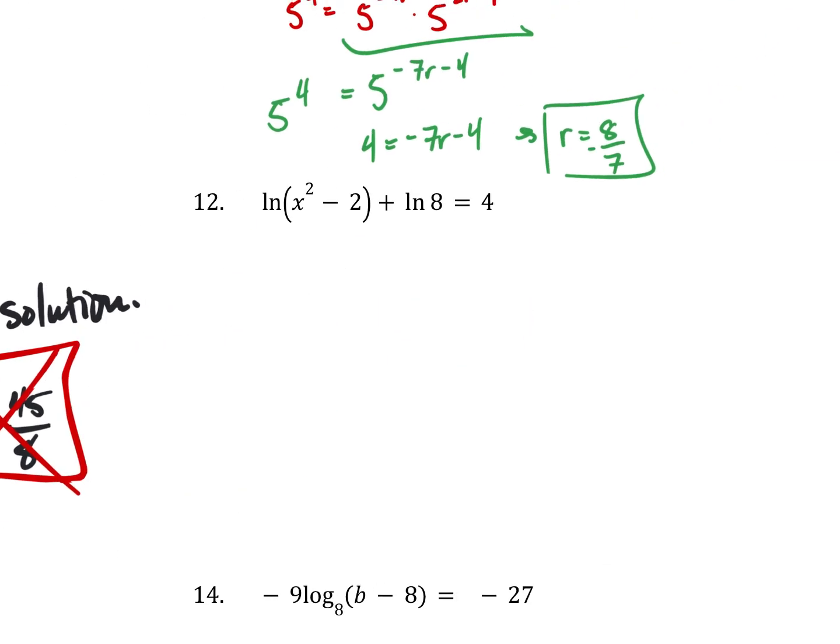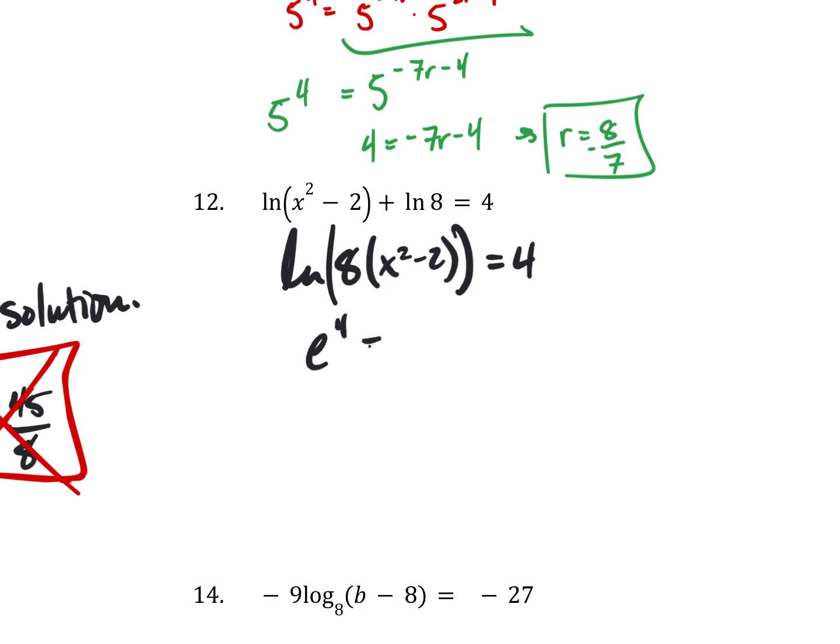Next one, oh, this one's a natural log, look at that. Same rules though, ln 8 times x squared minus 2. You can combine those two logs by multiplying the stuff inside. Equals 4. I get e to the 4th is equal to 8x squared minus 16. I definitely can solve for x sort of normal here. Add 16. I get 8x squared equals e to the 4th plus 16. Divide both sides by 8.